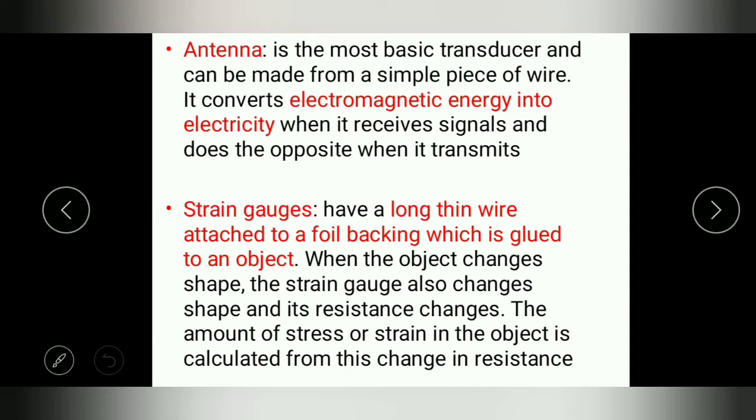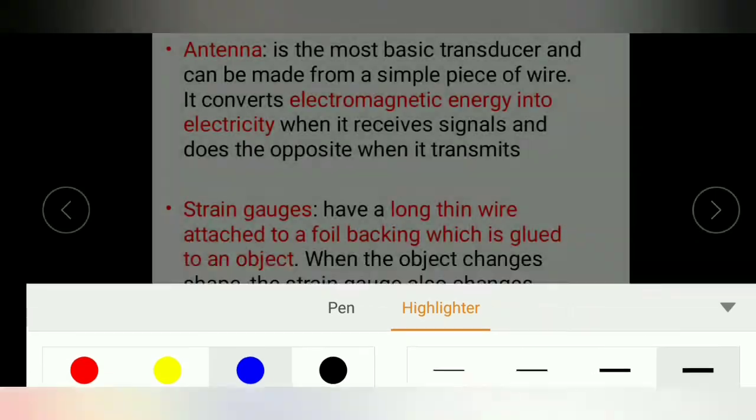The third example is strain gauges. Strain gauges are used to measure the deformation or displacement of a particular part or object. Corresponding to the deformation or displacement, the strain gauge will develop some voltage. That is a property of a strain gauge. It is a long thin wire attached to a foil backing which is glued to an object. When the object changes its shape, the strain gauge also changes shape and its resistance changes. That is the key point: the strain gauge resistance.